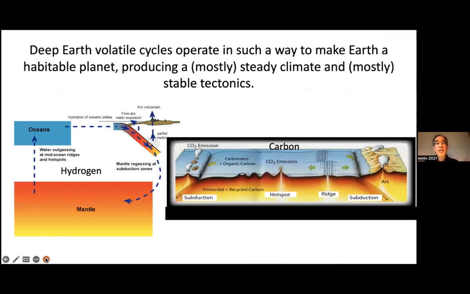So deep volatile cycles operate in such a way to maintain a habitable planet, and that has to do both with the surface conditions, liquid water oceans, and a stable climate and an atmosphere that has appropriate greenhouse conditions for retention of heat, and also the right supply in the interior, such that the convective vigor and the volcanic activity is, if not steady, at least regulated within a set of bounds, so that true catastrophes or true freeze up, as it were, don't occur.